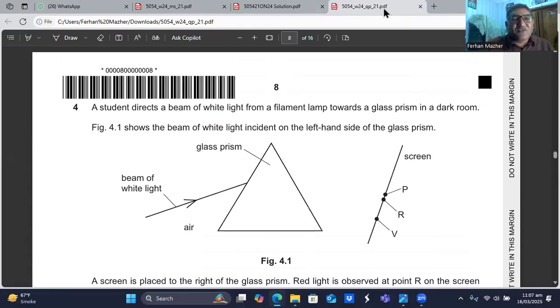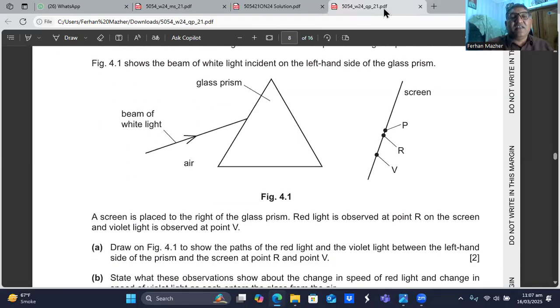Okay, my dear students, question number 4 on your screen. A student directs a beam of white light from a filament lamp towards a glass prism in a dark room. Figure 4.1 shows the beam of white light incident on the left-hand side of the glass prism. A screen is placed to the right of the glass prism. Red light is observed at the point R on the screen, and the violet light is observed at the point V. Draw on Figure 4.1 to show the paths of the red light and the violet light between the left-hand side of the prism and the screen at the point R.